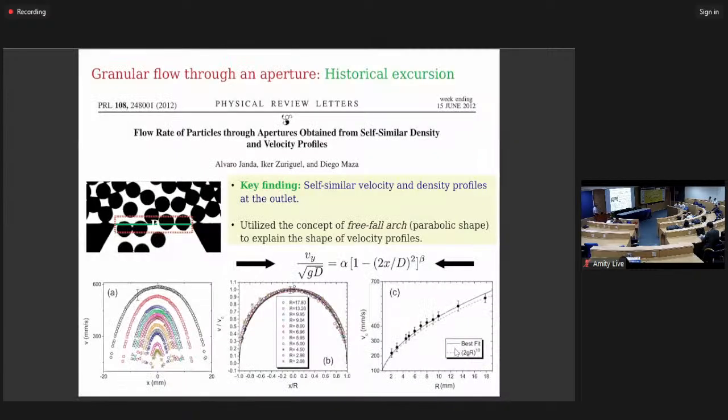2012. That paper was published in Physical Review Letters. In my understanding, this is a very important result because they used self-similar velocity and density profiles at the outlet, and using continuity they found the mass flow rate expression. But again, they utilized the concept of the free fall arch. This is a Spanish group, 2012. So until 2012, they said the free fall arch exists. Fine.